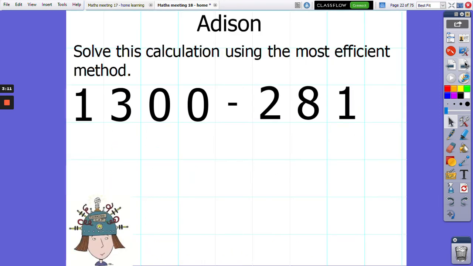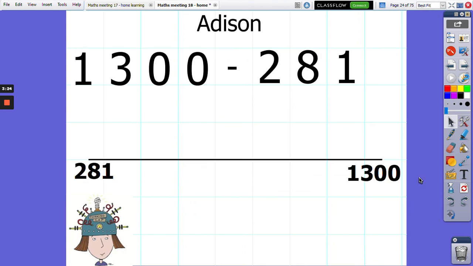Okay, Addison wants us to subtract now. Solve this calculation using the most efficient method. 1,300 subtract 281. Okay, off you go now. So what method did you use?